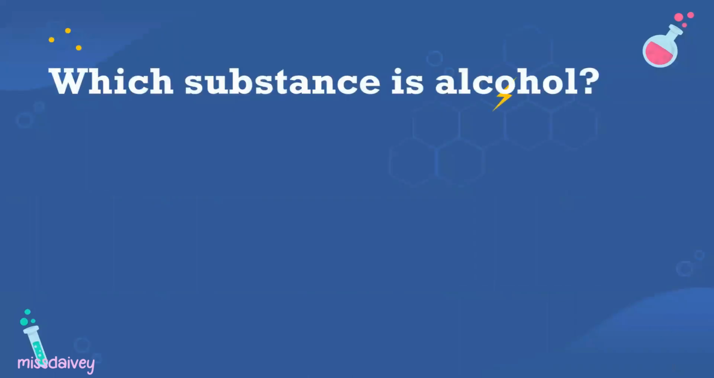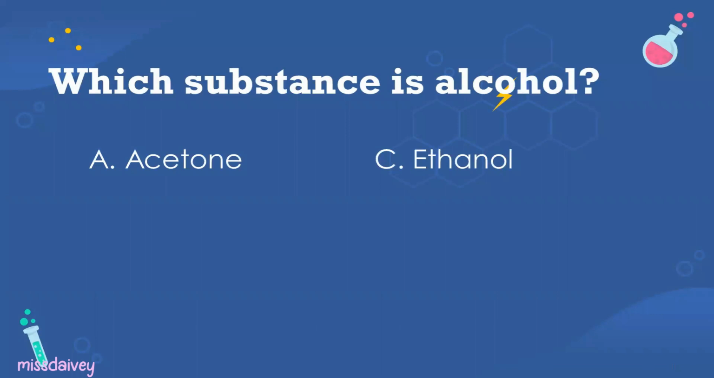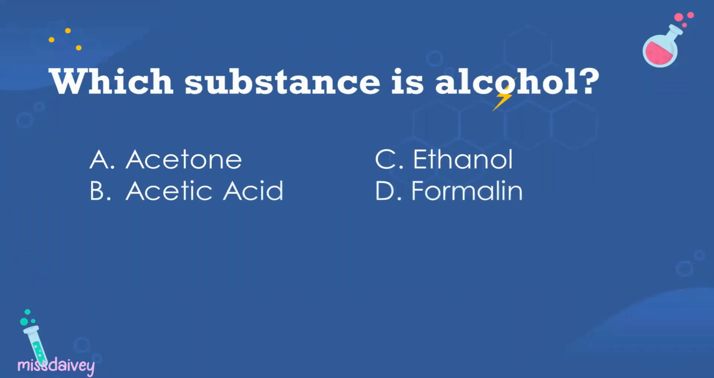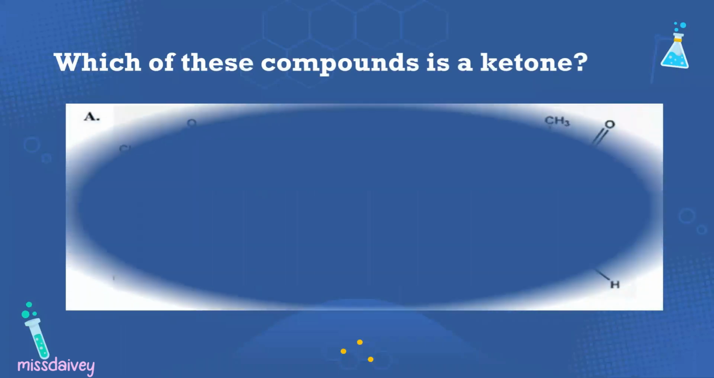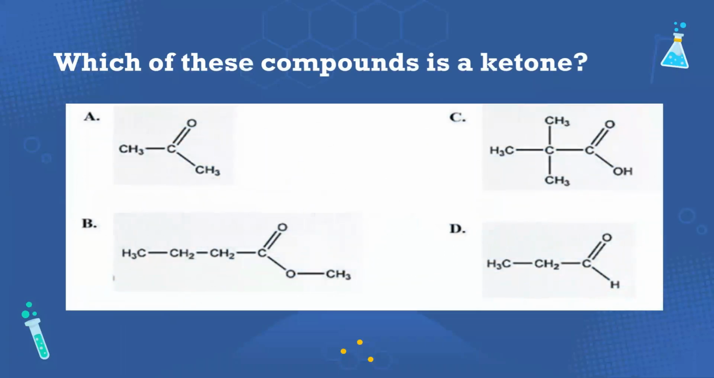Which substance is alcohol? A, acetone, B, acetic acid, C, ethanol, or D, formalin? The correct answer is C, ethanol. Which of these compounds is a ketone? The correct answer is letter A.